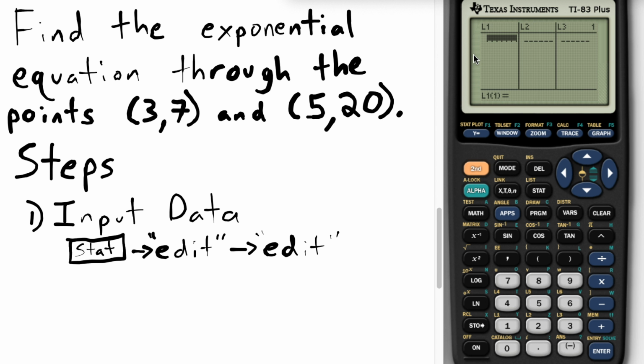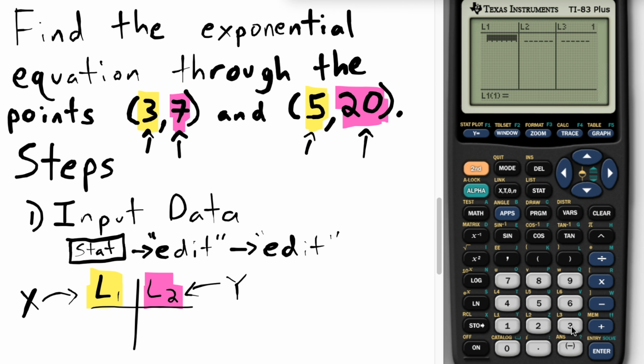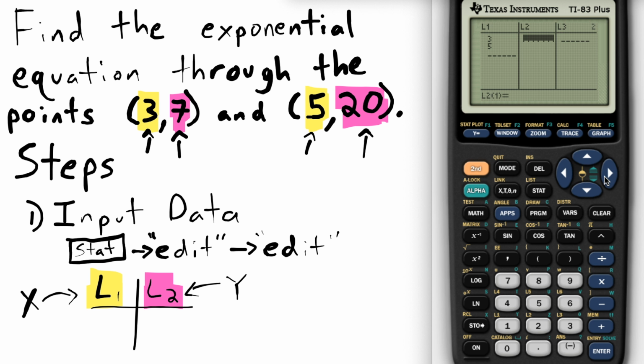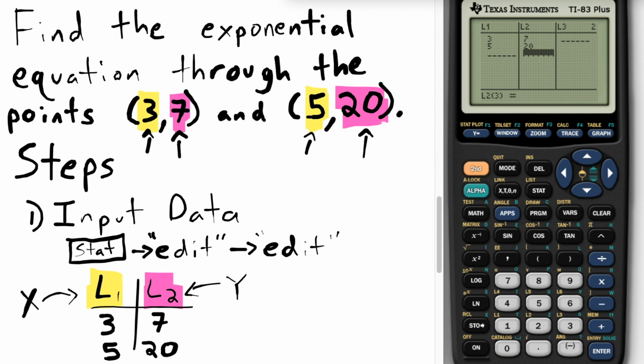We're going to put the x values in L1 and the y values in L2. My first x value is 3, so I type in 3 and hit enter, and you can see it shows up here. Then I type in 5 and hit enter. So I have my two x values. Then I go over and put in the corresponding y values. When x is 3, y is 7, so 7 goes in L2, and 20 corresponds to 5. So I have my data here. That was step 1, inputting the data.